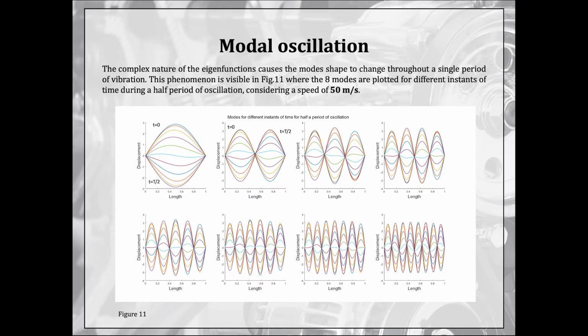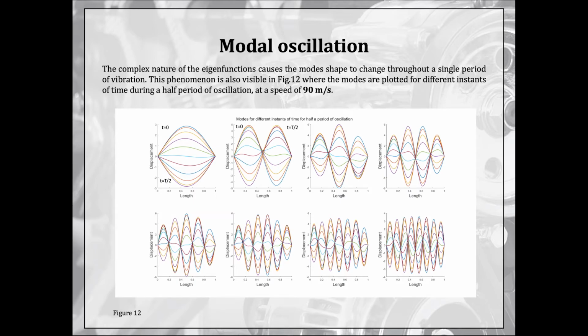The complex nature of the eigenfunctions causes the mode shapes to change throughout a single period of vibration. This phenomenon is visible in figure 11 here, where the 8 modes are plotted for different instances of time during a half period of oscillation at 50 meters per second. As we increase the speed, we can see that the variation of shape of the eigenfunctions becomes more visible. So this is again close to the first critical velocity.